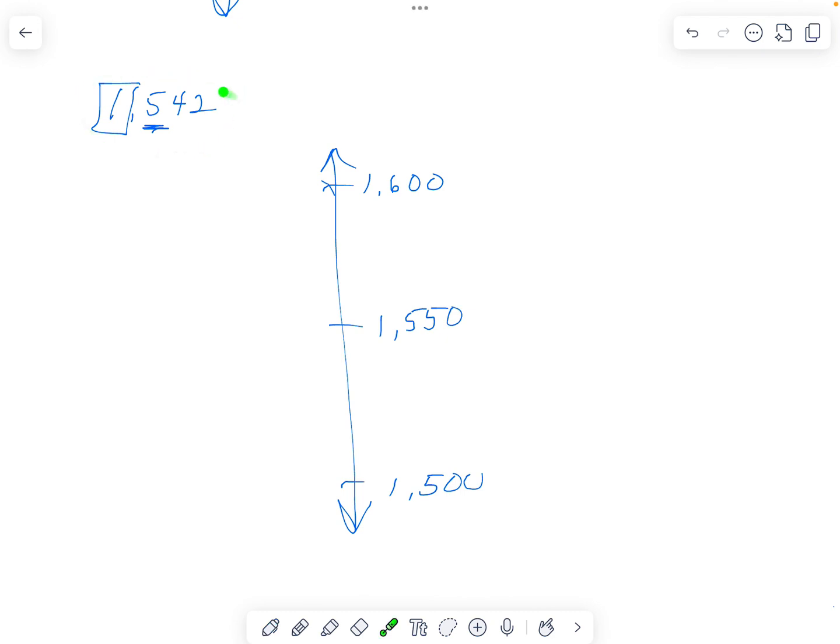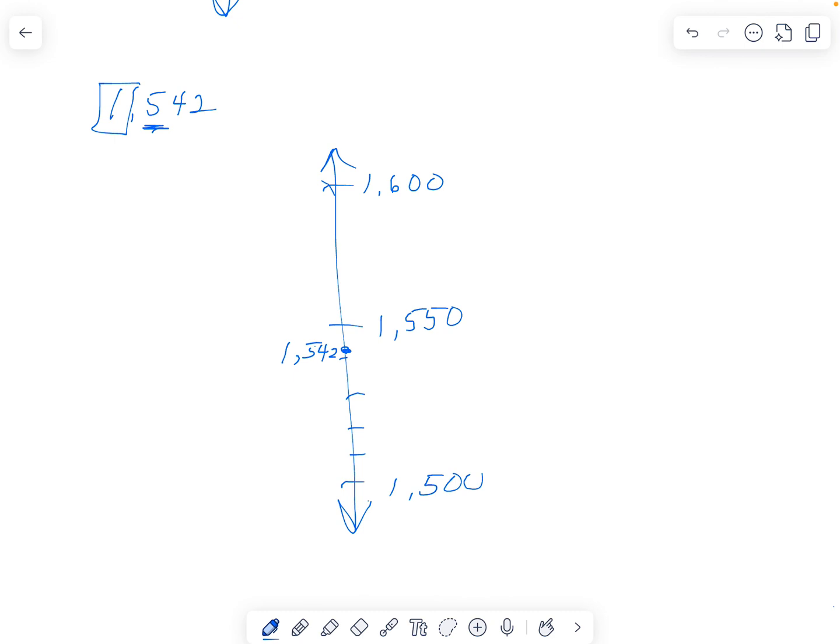Plotting 1,542, I know it's going to live in this region. I'm going to put my tick marks in, 1, 2, 3, 4 for the tens. So I have 1,500, 1,510, 1,520, 1,530, 1,540, and 1,550. So 1,542 is going to be somewhere in this area. I'm going to mark it 1,542.